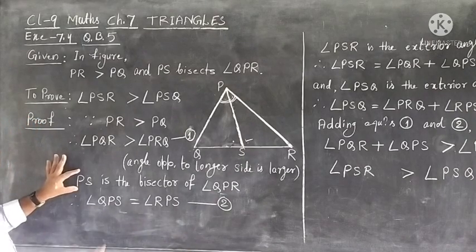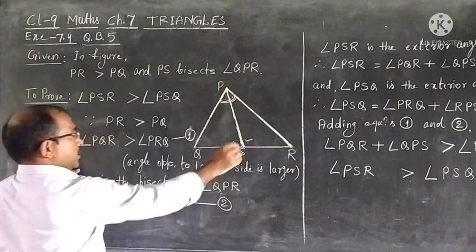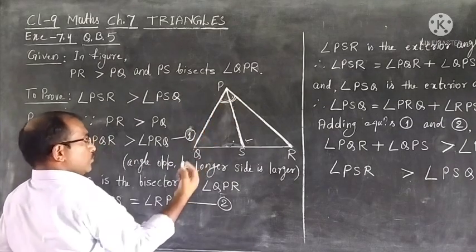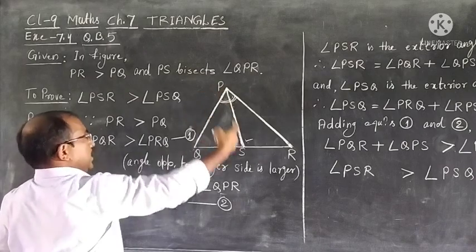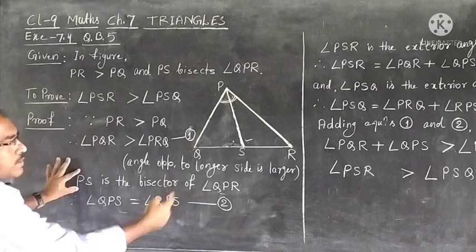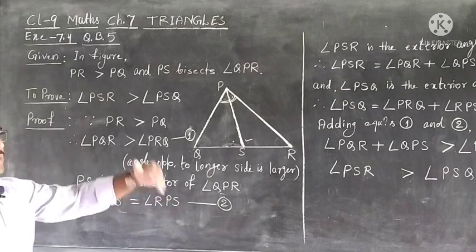Then PS, another condition, what was that? PS is bisecting angle QPR, that means these two angles are equal. We just see and write the names: QPS is equal to RPS, that is equation 2. We just mark equations 1 and 2 for later use.